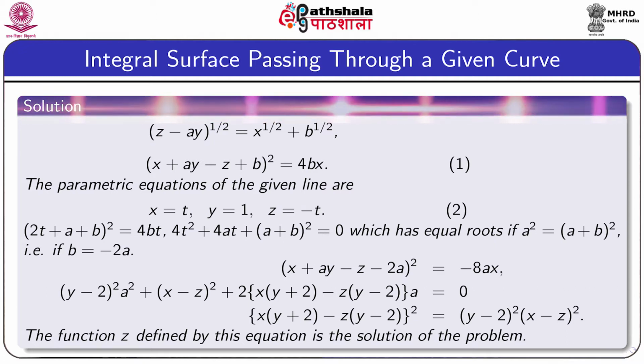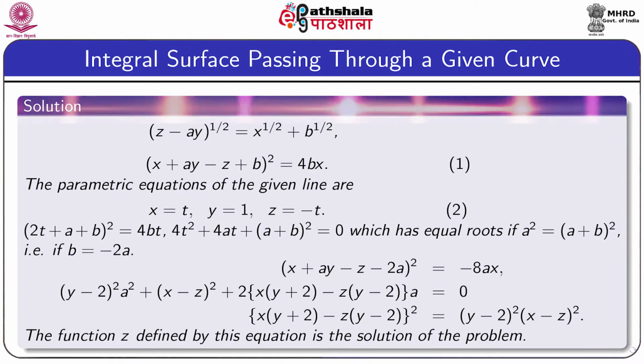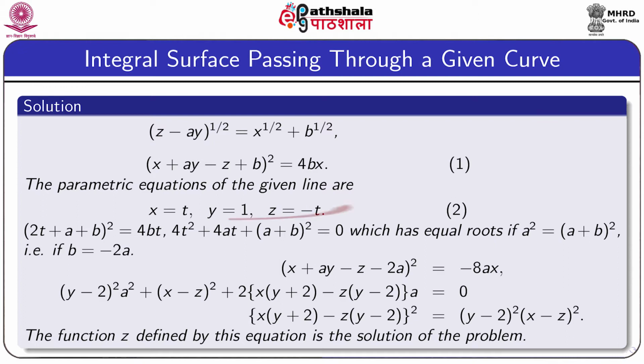So, this is the complete integral of the given equation. Now, we have to find that integral which passes through the given line. The parametric form of the equation of the line can be written in this form: x equals t, y equals 1, z equals minus t.